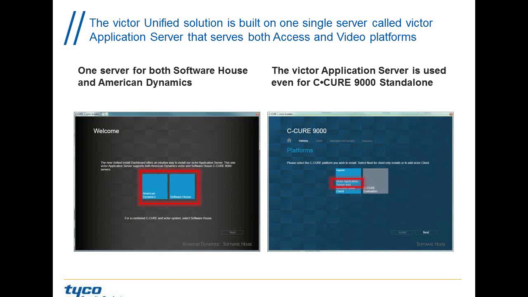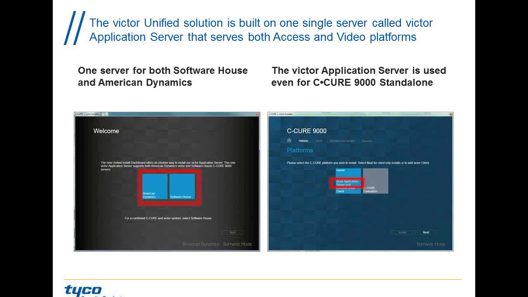And that's really how it presents. So if you're going to do an installation of Victor standalone, you would choose the American Dynamics tile and then follow the prompts from there. And if you're going to install Secure 9000 standalone, or if you're going to do the Unified installation, then you would go under the Software House tile and follow along again from there.